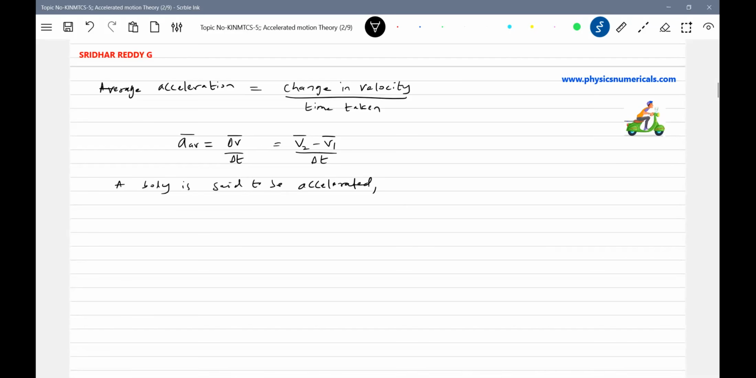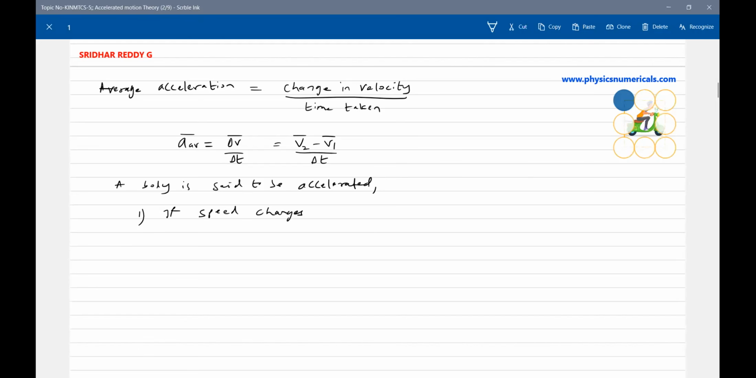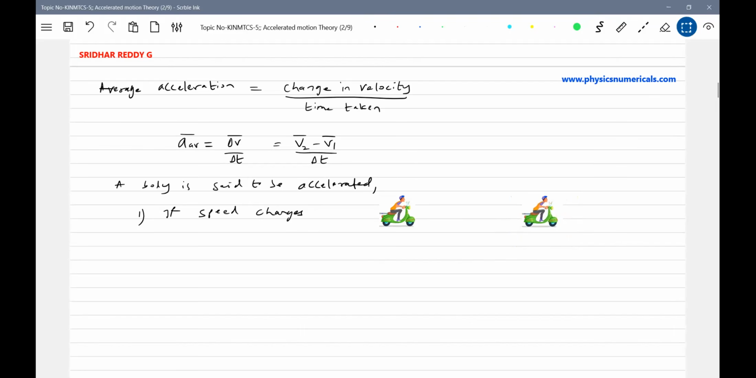A body is said to be accelerated. First case, if speed changes. So what do you mean by speed changes? There's an example I'll give. Look at the speed of the body. It is moving with 40 km/h, or say 20 km/h. Now it is moving with 30 km/h. So shall we say that it is accelerating?